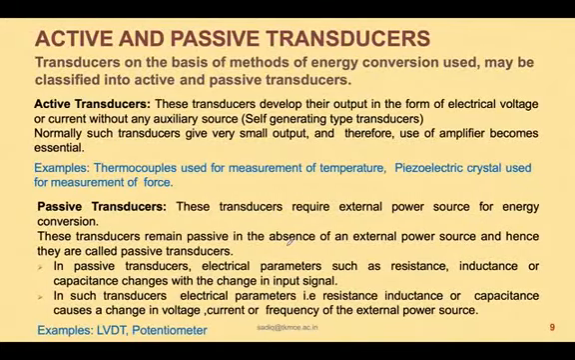Active and passive transducers. Transducers can also be classified based on the energy conversion or the utilization of energy. Active transducers are transducers that develop output in the form of electrical voltage or current without any auxiliary source. These are also called self-generating type of transducers. Normally, such transducers give very small output, and therefore they need to use an amplifier along with the transducer in order to make it useful for application.